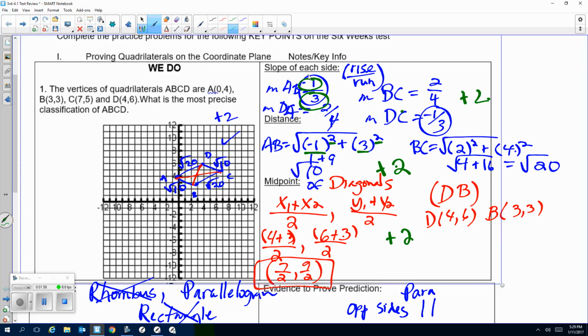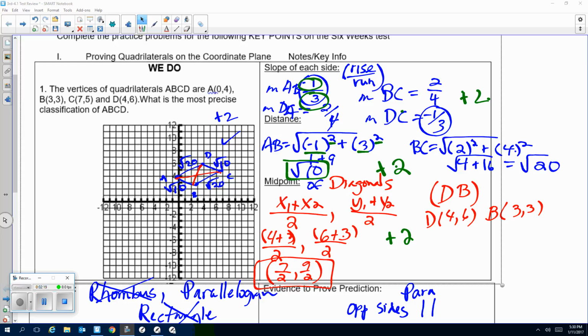PEMDAS says exponents first, then we can perform adding and subtracting. So -1 squared is 1, 3 squared is 9. 1 plus 9 is 10. And so this is our distance. You keep it underneath the radical sign, inside the house. So here we have that.